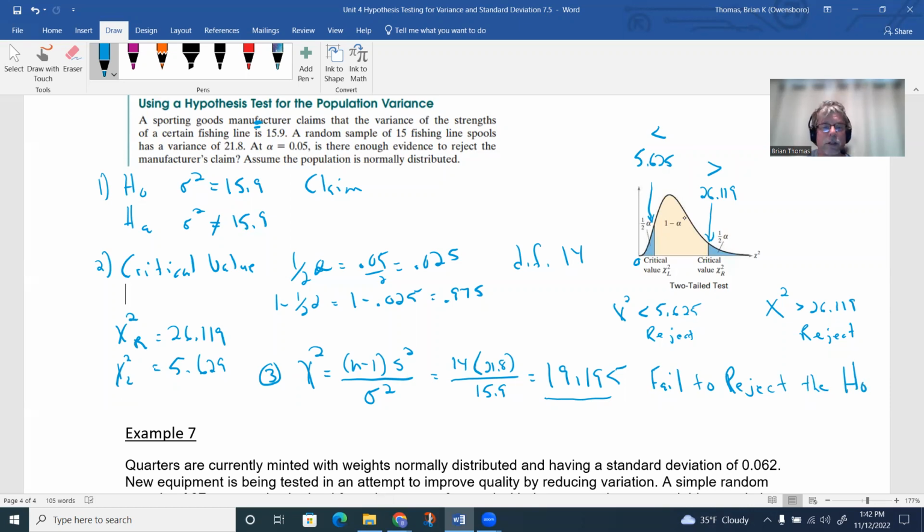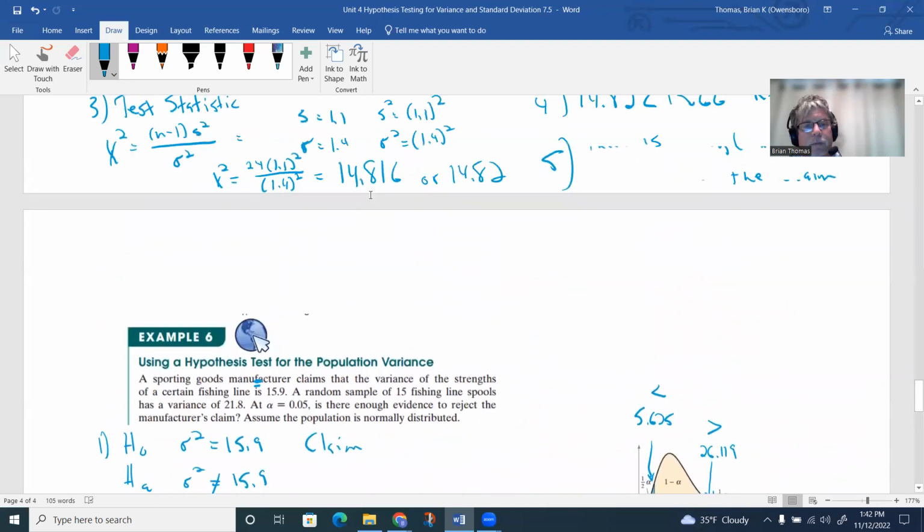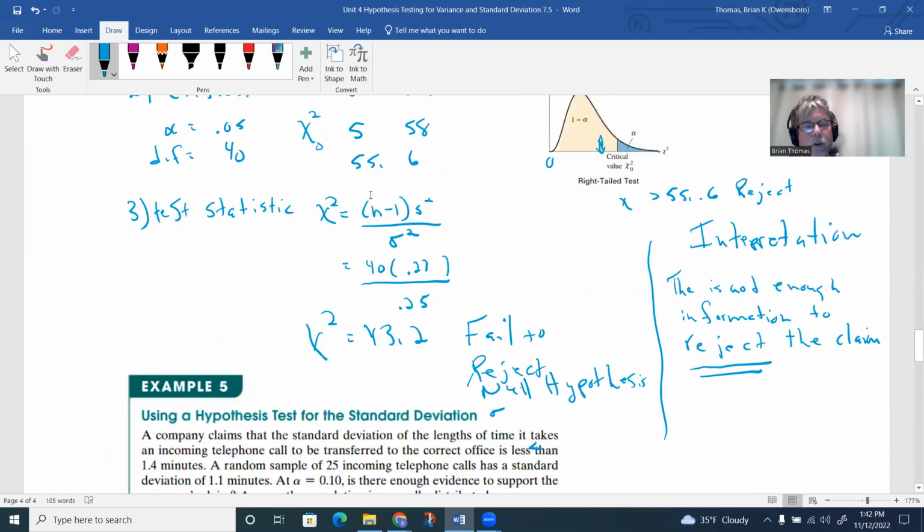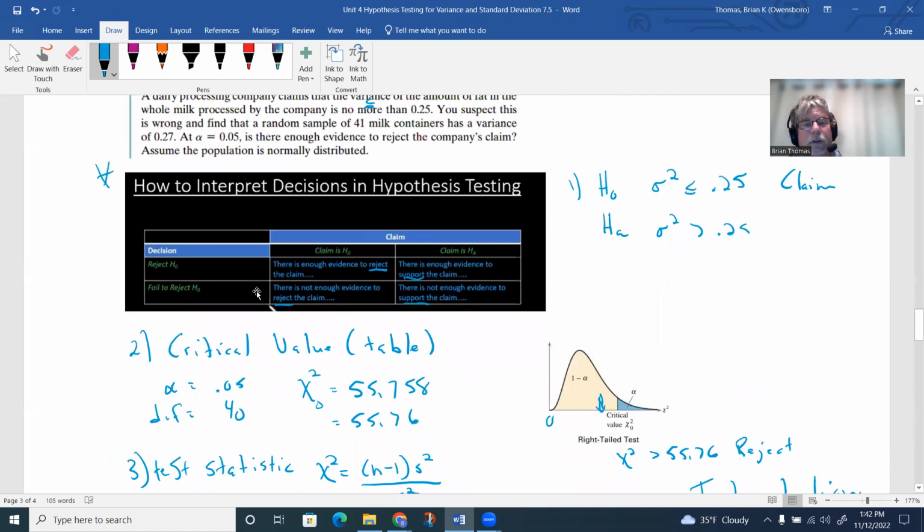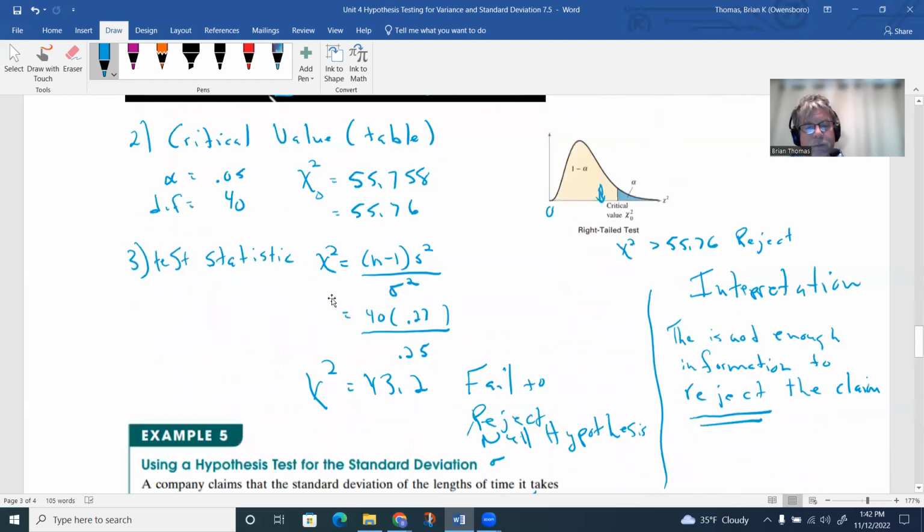Our conclusion is based on where the claim is. Notice how our claim is the null hypothesis, so we're going to be using something with the word reject in it. We failed to reject it, so there is not enough evidence to reject the claim. Notice how we can't say support; we have to use the word reject. Since we failed to reject the null hypothesis, there's not enough evidence to reject the claim. We have to keep it.